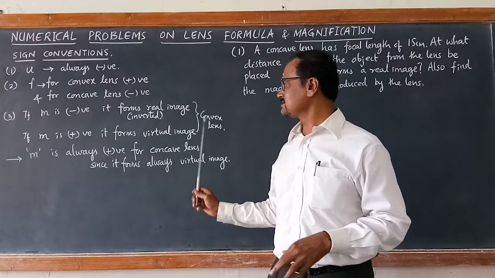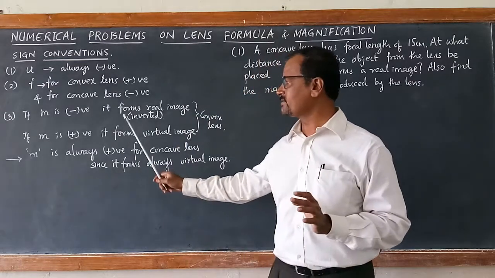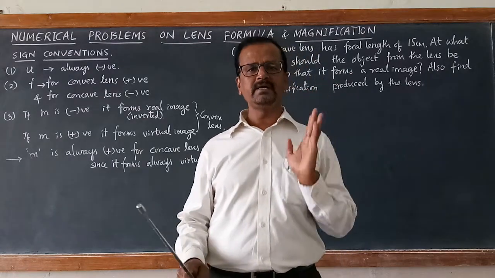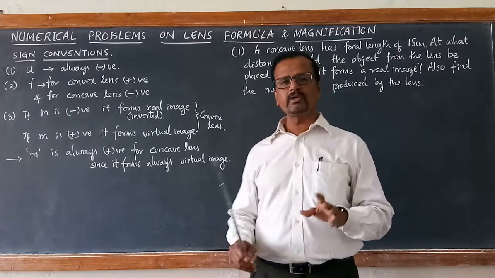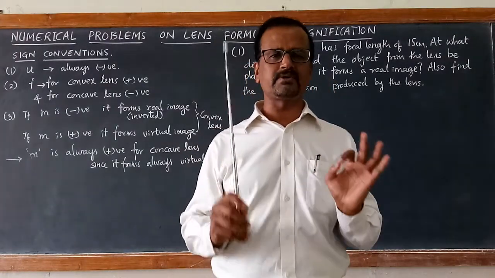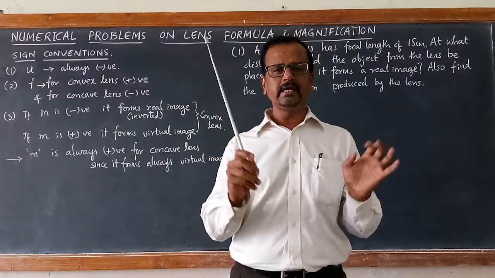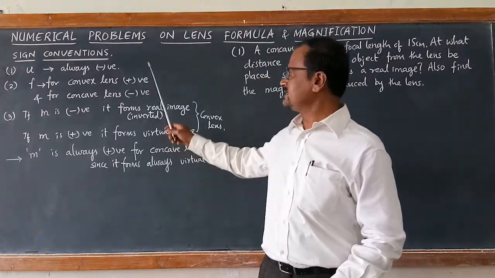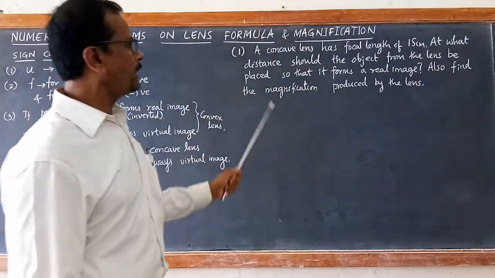And vice versa, for a virtual image, magnification is positive. For example, a convex lens: whenever it forms a real image, it always forms an inverted image. Therefore, magnification is negative because the height of the image is vertically downwards. Similarly, for a virtual image, M is positive. And remember, for a concave lens, magnification is always positive because a concave lens always forms a virtual image only. A concave lens never forms a real image. With these things in mind, we are now going to solve some numerical problems on the lens formula and magnification.